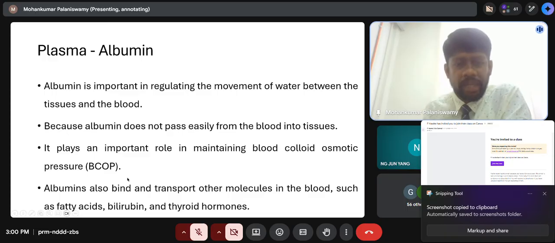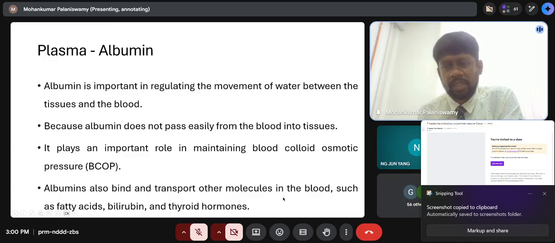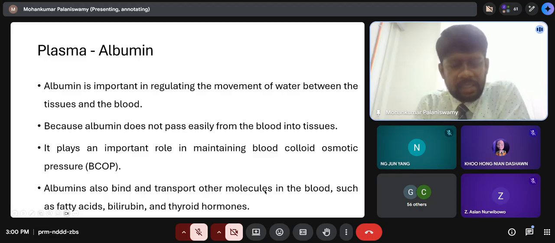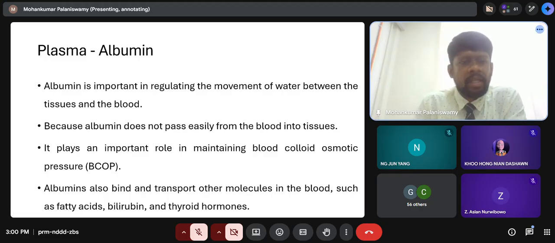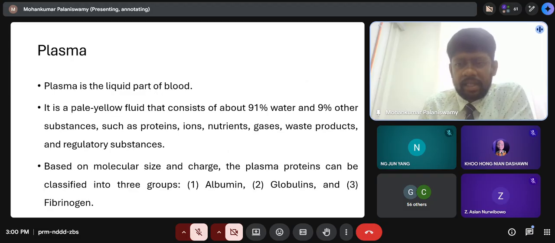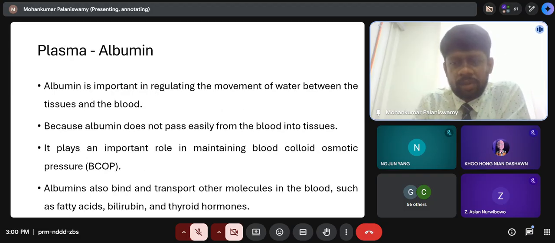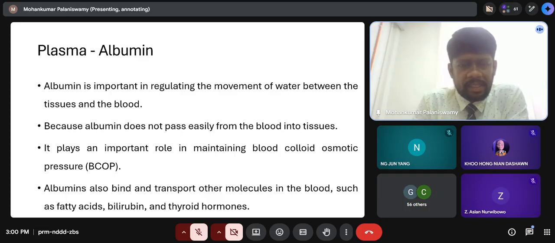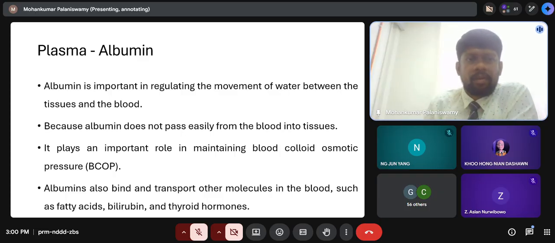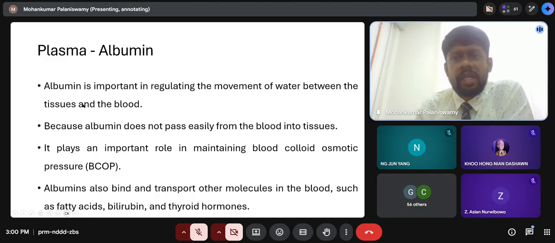Albumins can also bind and transport other molecules in the blood, such as fatty acids, bilirubin, and thyroid hormones. So this albumin can also, along with the other plasma proteins like globulin and fibrinogen, transport some fatty acids and thyroid hormones. Anyway, the main function of the albumin is to regulate the movement of water between the tissues and the blood. So this is the primary function of albumin.